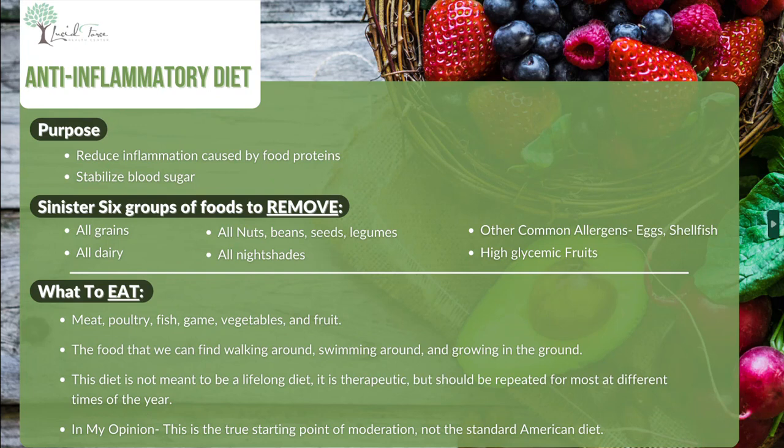So there are six groups of foods that we want to remove, the Sinister Six, in the therapeutic anti-inflammatory diet that I use in my office. All grains, all dairy products, whether it's from a sheep, cow, or camel, it doesn't matter. All nuts, beans, seeds, and legumes. All nightshades, that's tomatoes, eggplants, peppers, paprika, and so on. Other common allergens kind of fit into this broad group, like eggs and shellfish. And then the last would be high glycemic fruits.